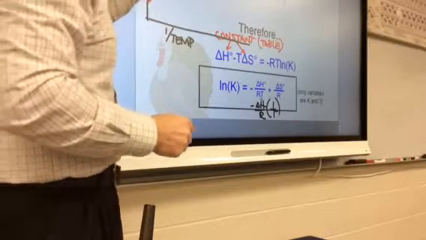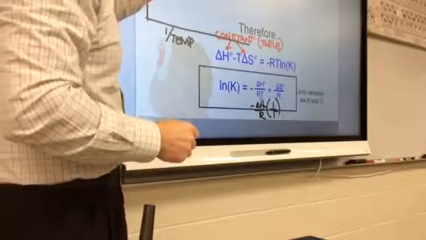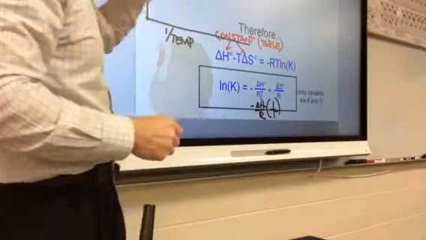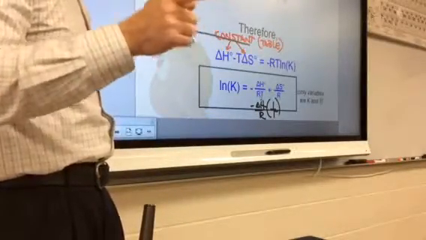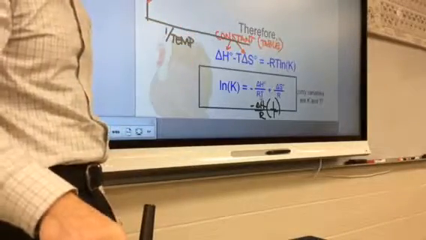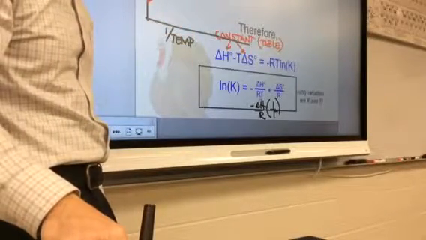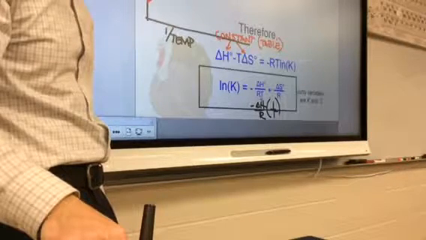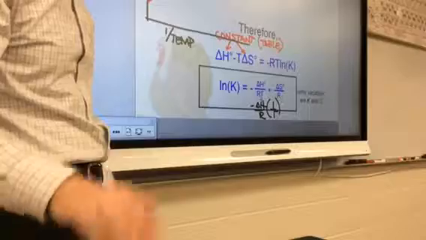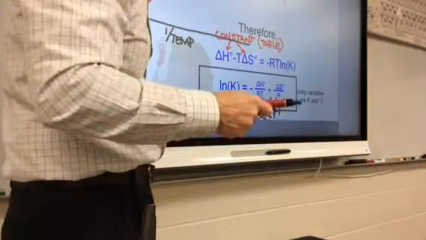If I have a positive slope, and that slope is equal to negative delta H over R, what could you tell me about the reaction? Could you say if it's endothermic or exothermic? It is exothermic. Why? Because if we put in a positive delta H, then you'd have negative.